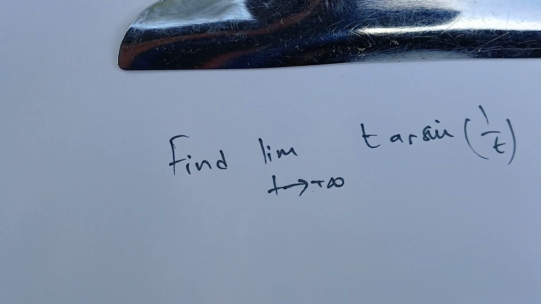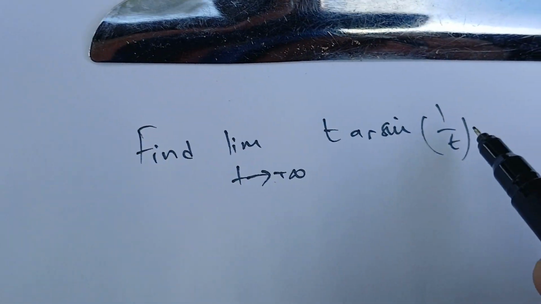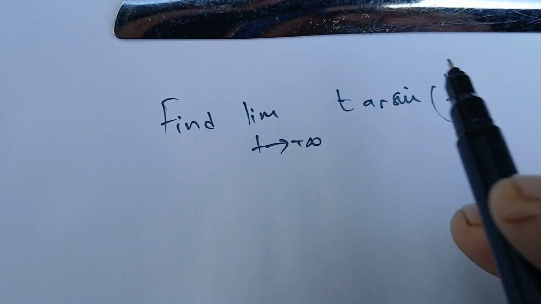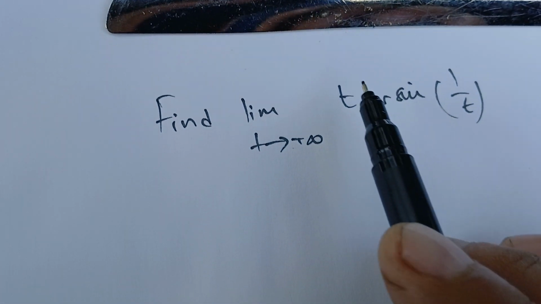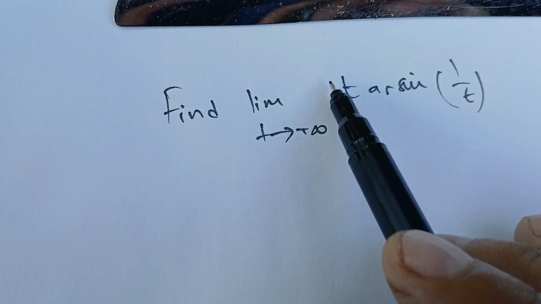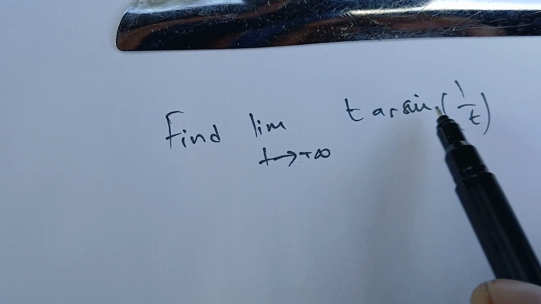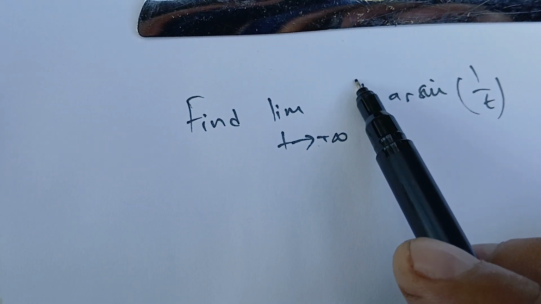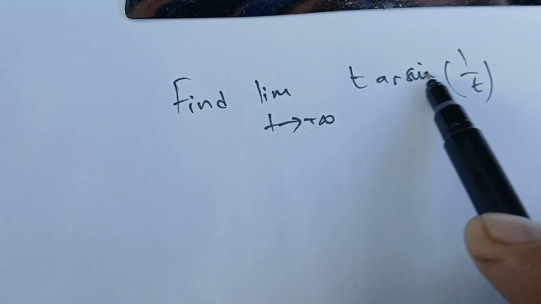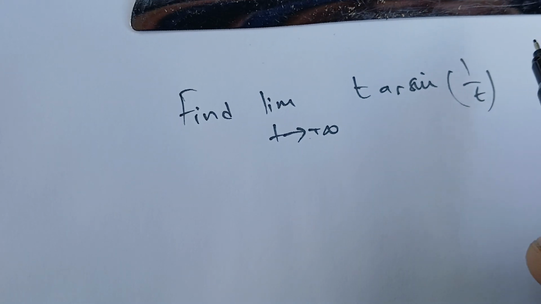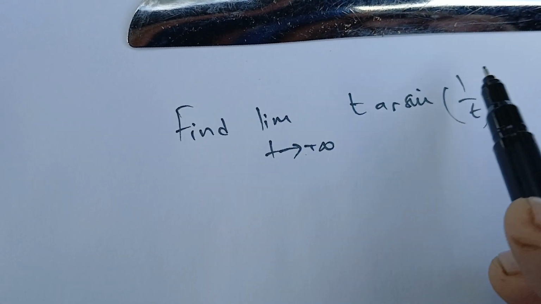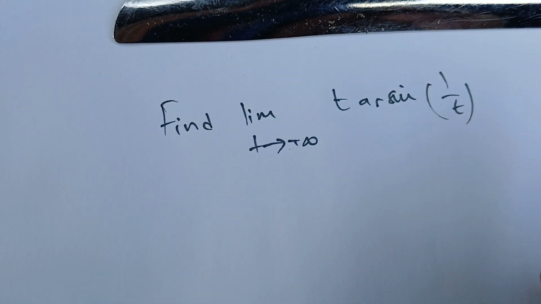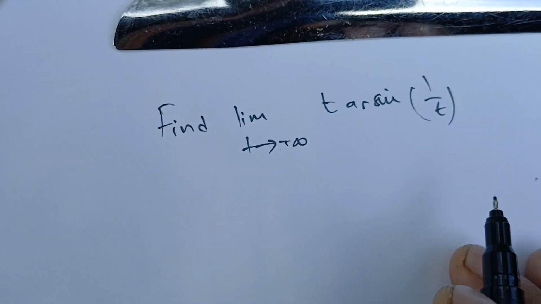Now we're gonna find the limit of t arcsine of 1 over t as t goes to infinity. The first thing that we need to do is check. We're gonna just plug in the values and see what happens. Here, as t goes to infinity, t will go to infinity, and the arcsine of 1 over t will go to 0. So we have infinity times 0. We can't conclude.